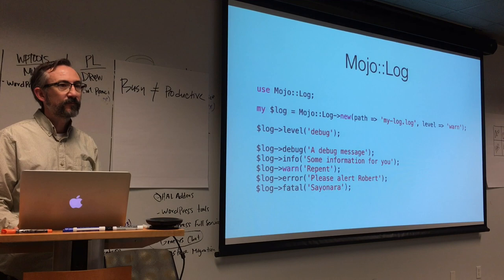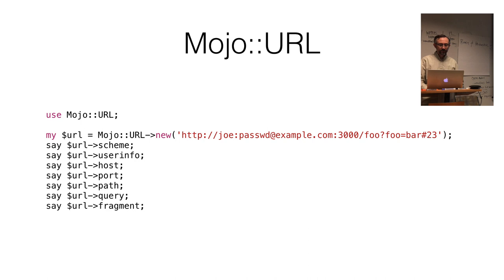Mojolicious has built into it a URL parser. This implements a subset of RFC 3986, 3987, and the URL living standard for uniform resource locators with international domain name support. Very, very nice. Also UTF-8, punycode. So here, when you create a new URL object, it parses it, and you can now pick out the parts that you want. Host name, port, the path, query string, if any, and any fragments. And that would print what you would expect.